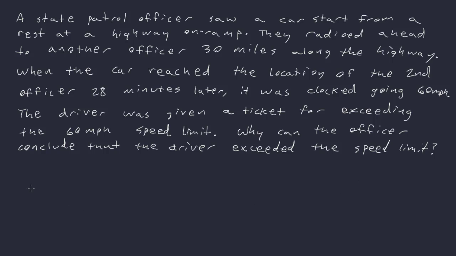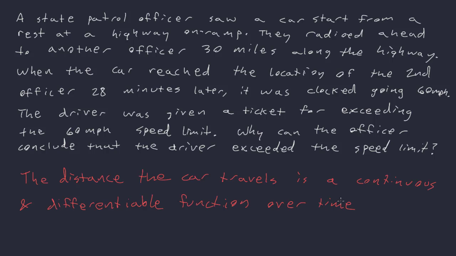The distance the car travels is a continuous and differentiable function. Because the distance being traveled in your car is not going to make any jumps. It's not really going to have spikes unless you hit something. For the most part, it's going to be a nice smooth function. So the distance the car travels is continuous and differentiable over time. If we let d of t be that function, then we know that d of 0 is 0 miles.